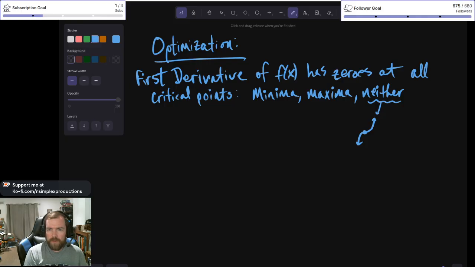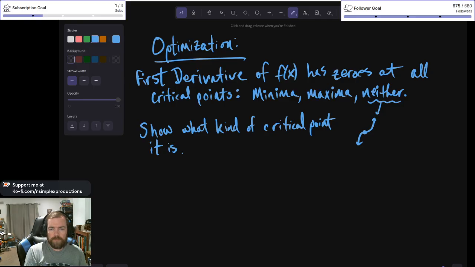Okay, so what we have for that particular thing, right? We've got our minima, maxima, and neither, which are our zeros of the first derivative, and then we want to show what kind of critical point it is. So we've got multiple different kinds.